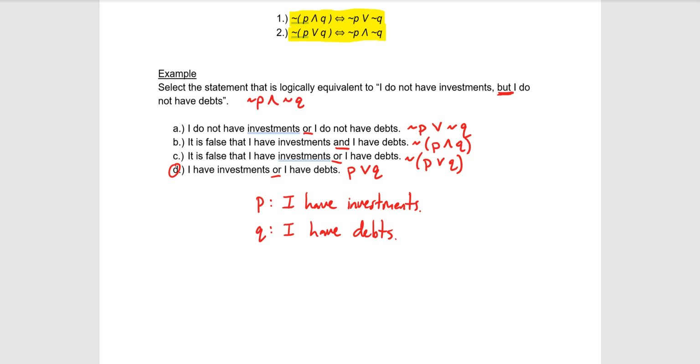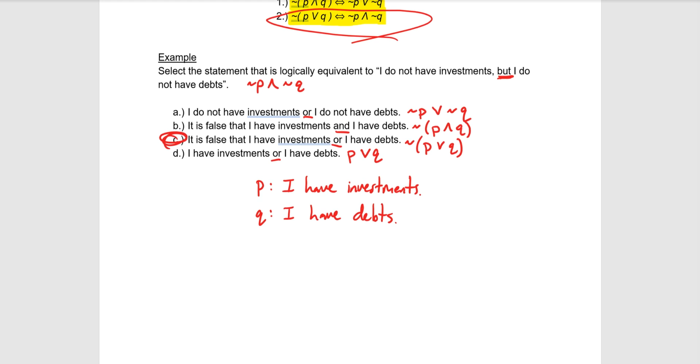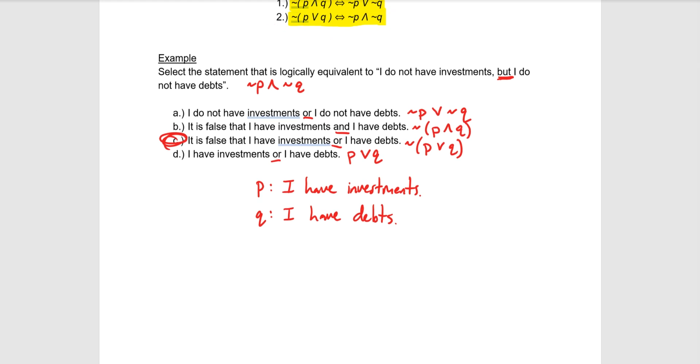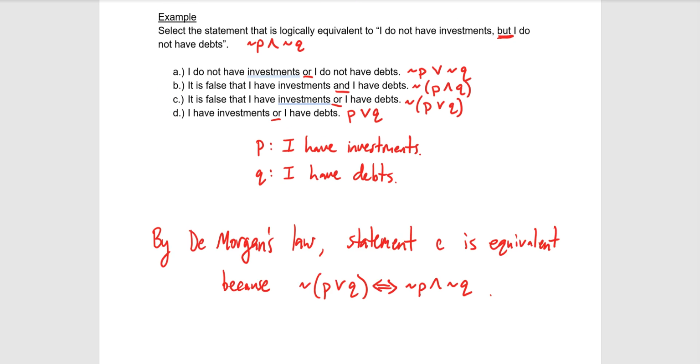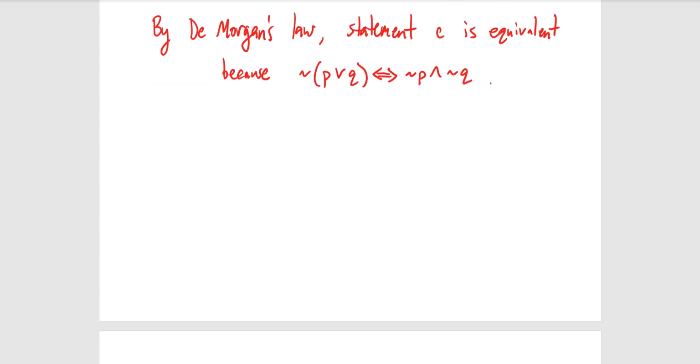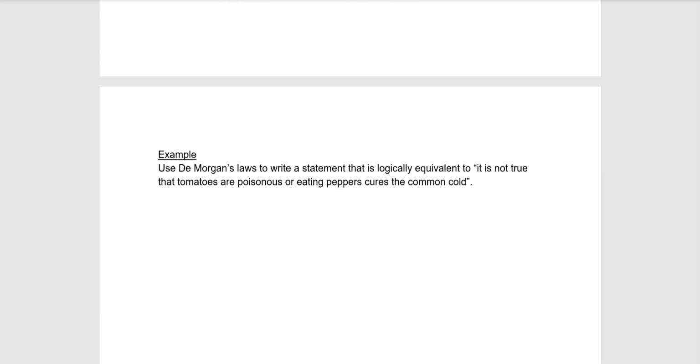Okay, so now using De Morgan's law, it is hopefully pretty obvious. Once again, De Morgan's law number 2 here. It's pretty obvious that statement C is going to be equivalent. So let's rewrite that down here. So we can say that these two statements are equivalent by De Morgan's law. Okay, so it's a nice shortcut where we don't have to actually create the truth table.